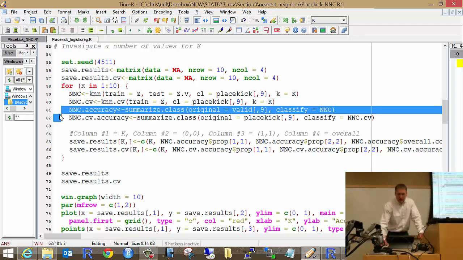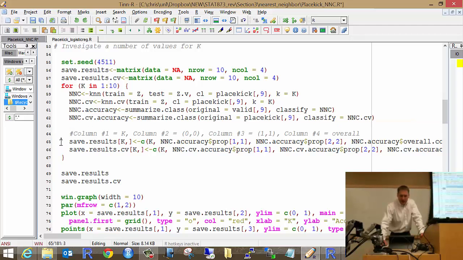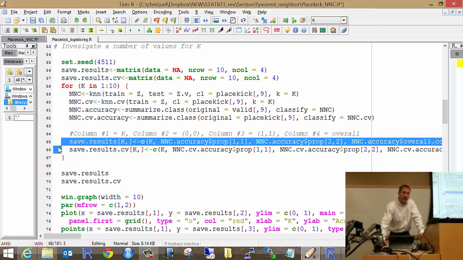Then I'm going to use my summarize.class function to come up with the correct classification rates. So we've looked at this before. I'm going to put the validation results into nnc.accuracy and the cross-validation results into nnc.cv.accuracy. And then lastly in this loop, I'm going to put the results from summarize.class into my save.results matrix. That's going to save k and also the correct classification rates.